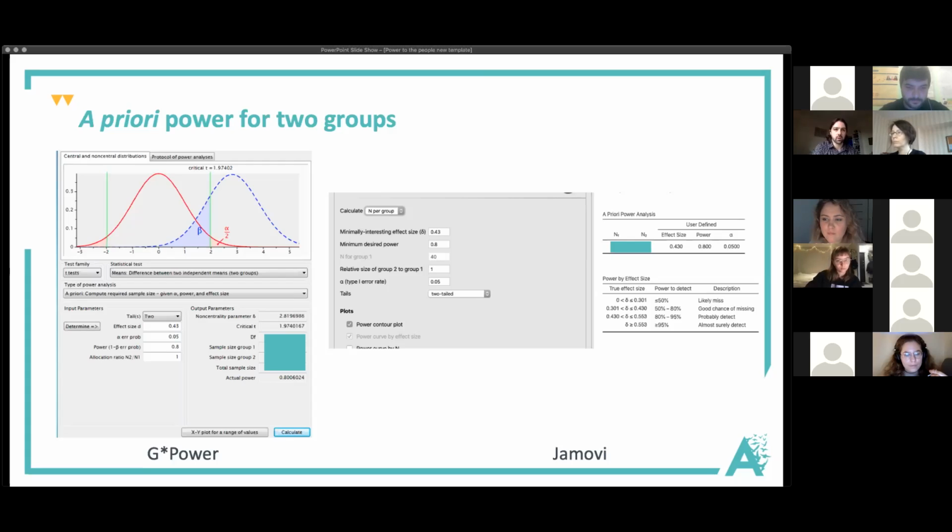So there's an aside while people are working on that. In Jamovi, it gives you the power curve by default, so it will be below the results. You can get it in Jamovi by clicking the XY plot for a range of values button. But you have to do it separately.